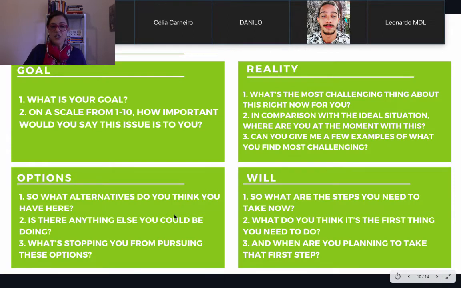So here we have some questions that we can use with our students in the classroom in order to apply the Grow coaching model. For the goal part, what is your goal on a scale from 1 to 10? How important would you say this issue is to you? So every time there is this coaching moment, you can go back and refer to their goal and help them realize that maybe that specific attitude is not supporting the goal.